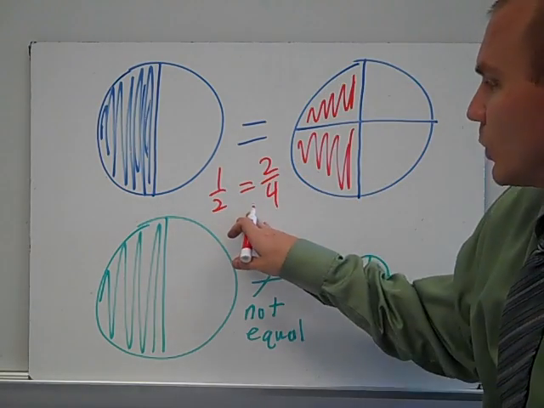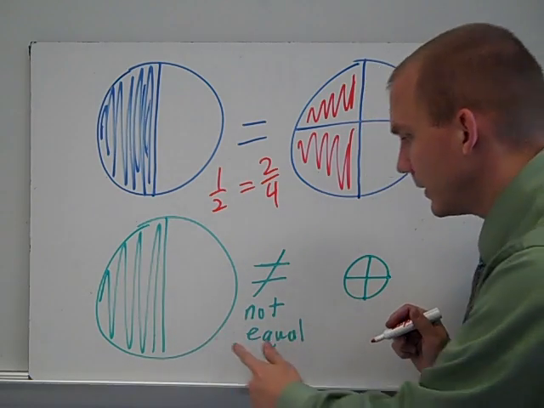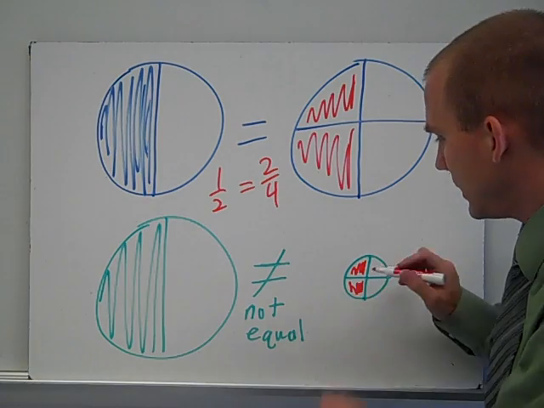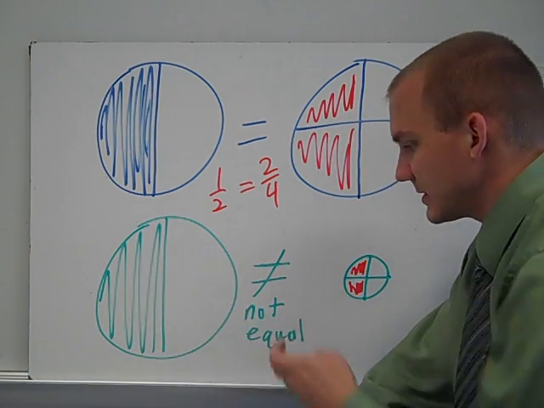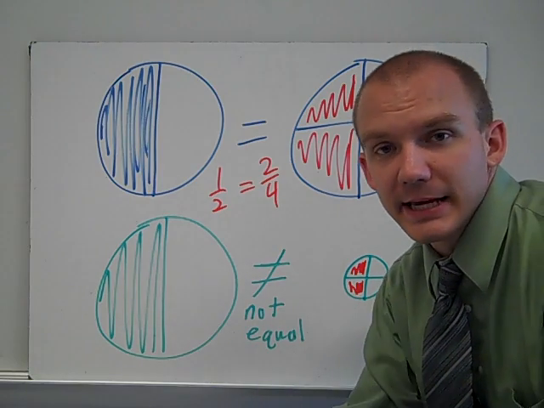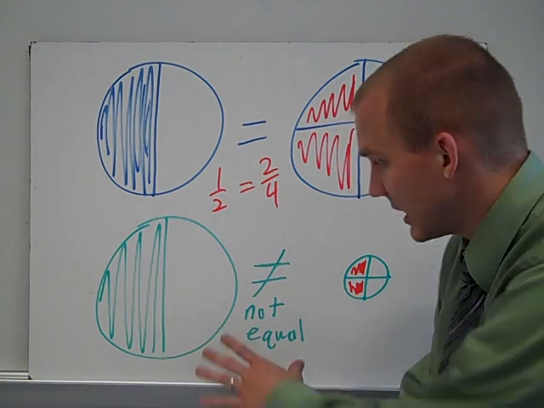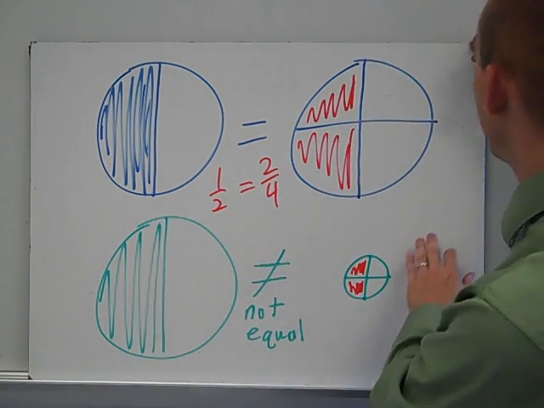Now, where you want to be careful though is down here. You have 1/2 here, and then you have a little shape over here broken into fourths. If I shade in 2 of them, these are not equal because the circles are not the same size. The whole has to be the same in order for them to be equivalent fractions. These wholes are not the same on the bottom. On the top they are. 1/2 equals 2/4.